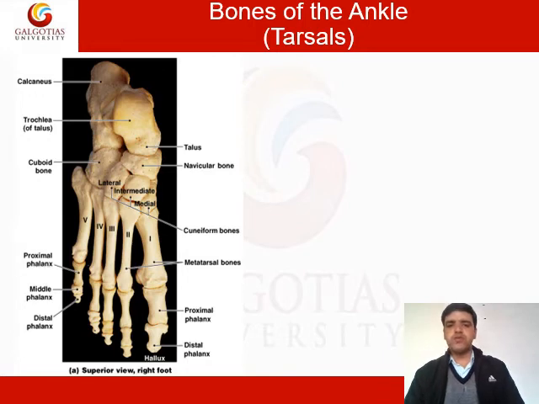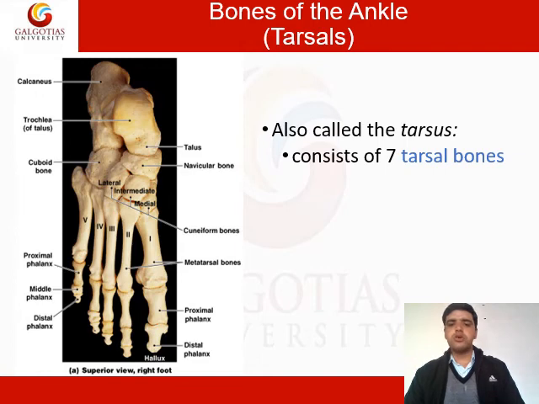Now we are going to move towards the bones of the ankle, which are known as the tarsal bones. It is also called the tarsus, and 7 tarsal bones combine to form the ankle region of our legs. As we can see in the diagram, the 7 bones are talus, calcaneus, cuboid, navicular, and the cuneiform bones. The cuneiform bones are 3 in number. Based on their location, they are lateral, intermediate, and medial.